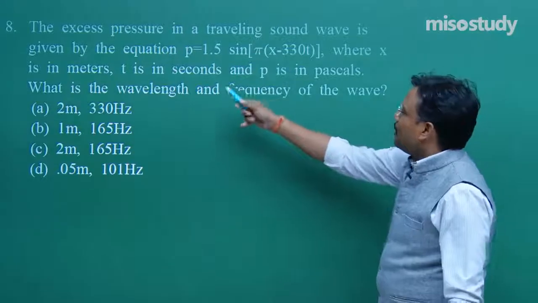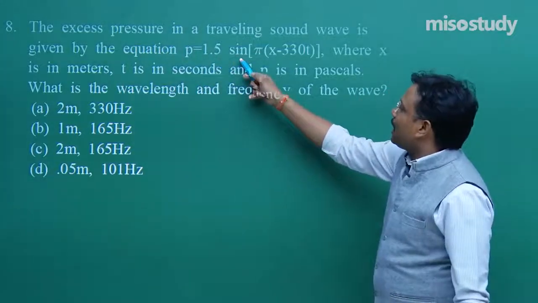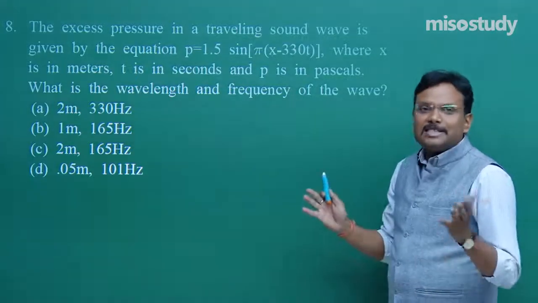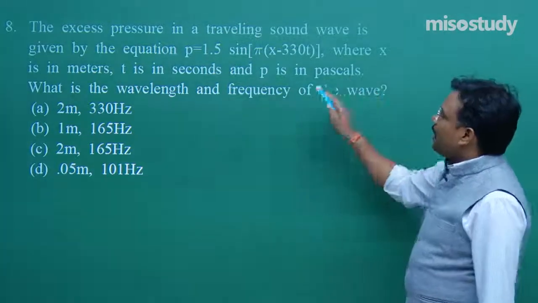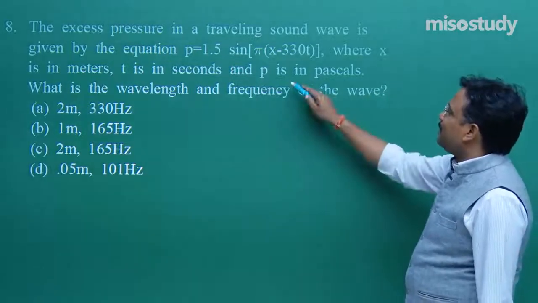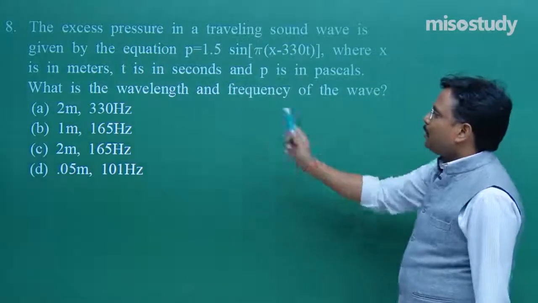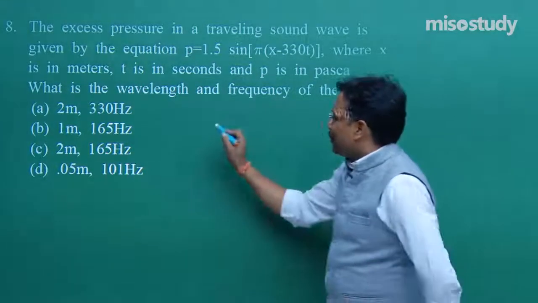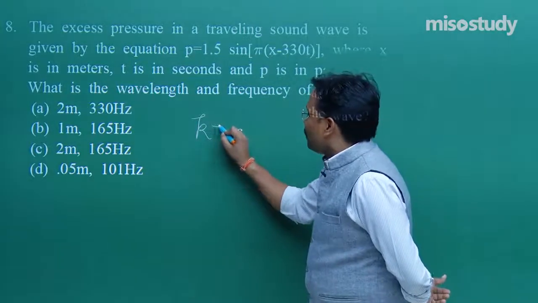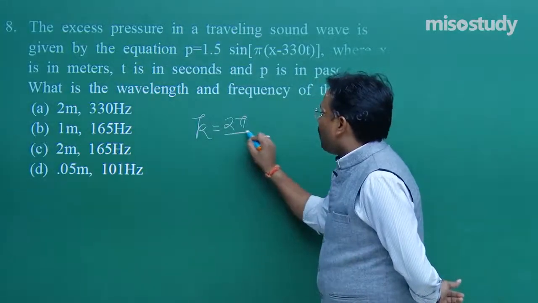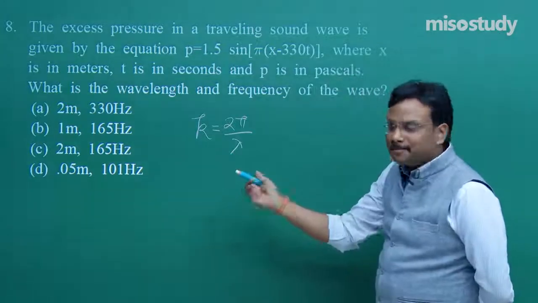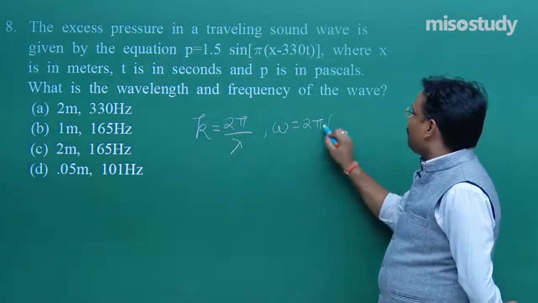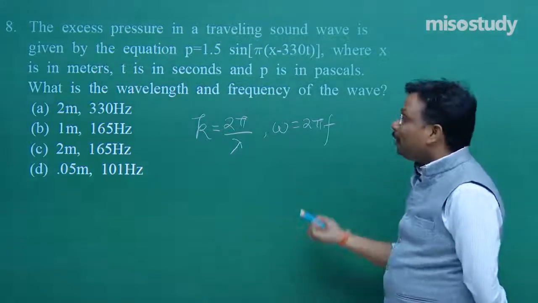Now, let us take a look. P is equal to P naught sin(kx minus omega t). Same standard equation. You just have to compare it. Where x is in meter, t is in second, P is in Pascal pressure. What is the wavelength and frequency of the wave? Now, few terms. k is equal to 2 pi upon lambda, the wave number. Omega is equal to 2 pi f or 2 pi upon T.